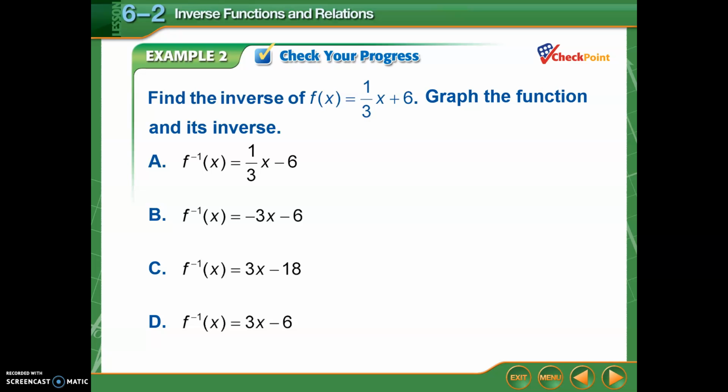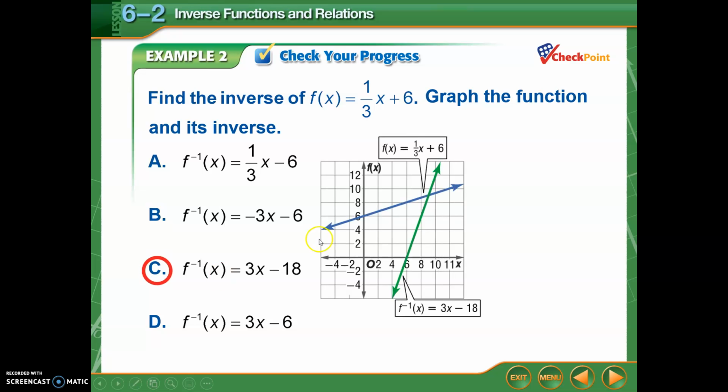3y equals x plus 18. Now, subtract 18 from both sides. You have 3x minus 18 equals y. And now you pull out the y, put in the f inverse, and you should end up with C as your answer. And this would be a graph. Like I said, I'm not going to worry too much about the graphing right now because we're not going to see it in the homework.